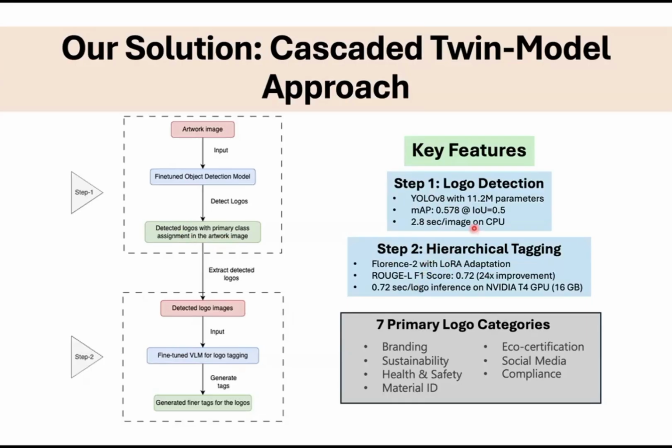We can see some significant performance metrics here, which we will compare with the experiments that we have done. Overall, we have targeted 7 primary logo categories in this work. They are namely branding, sustainability, health and safety, material identification, eco certification, social media, and compliance. And every other logo which hasn't been classified into any of these, we call others.